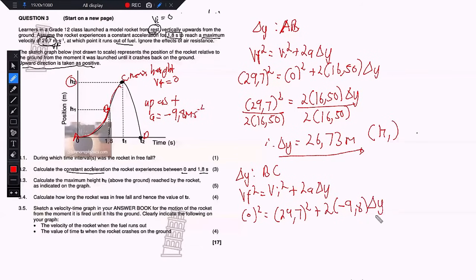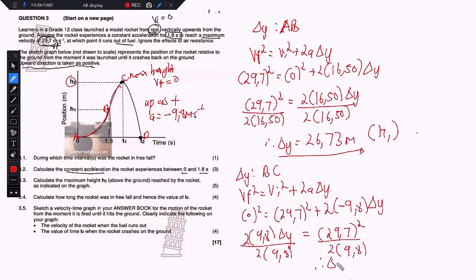Okay, so at this point, what can we do? Let me just take this here and transpose it over to this side. So this is 2 times 9.8, and then delta y is equal to 29.7 squared. I'm avoiding having a lot of complicated equations, so I'm just going to punch everything into the calculator. Then therefore, my delta y between B to C is, if we punch that into our calculator, 45.0046. Let's just keep it to 4 decimal places, and then meters.